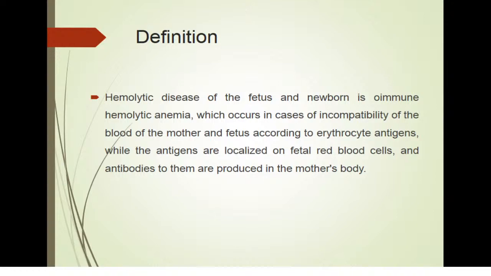Hemolytic disease of the fetus and newborn is autoimmune hemolytic anemia, which occurs in cases of incompatibility of the blood of the mother and fetus according to erythrocyte antigens, while the antigens are localized on fetal red blood cells and antibodies to them are produced in the mother's body.